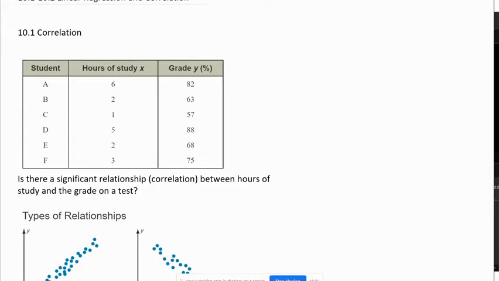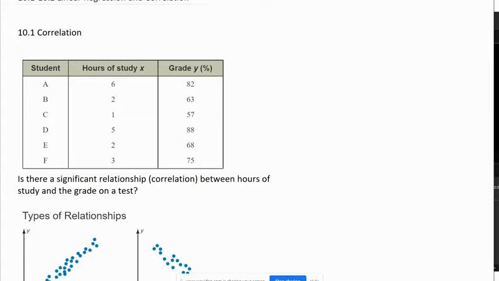So one might assume that the students who studied more got a higher grade, and that would suggest some kind of a positive relationship, meaning as the number of hours of study increases, you would expect the grades to increase as well. We can test that mathematically to see if there truly is a relationship. That relationship, if one exists, we call correlation.